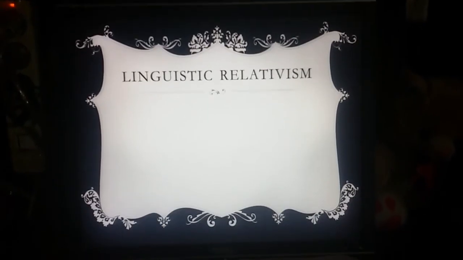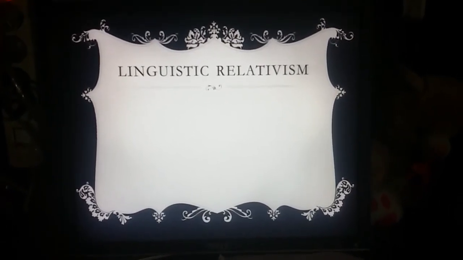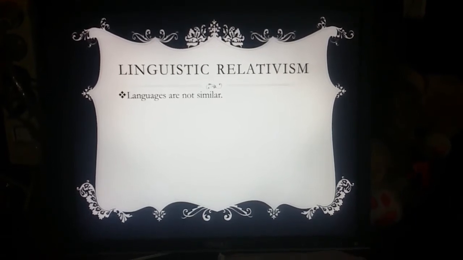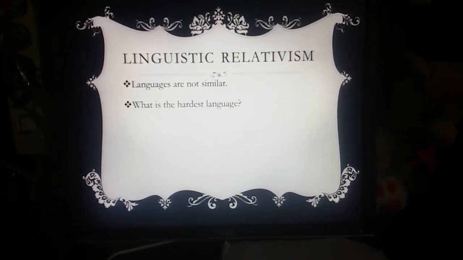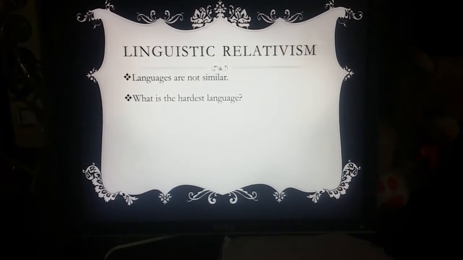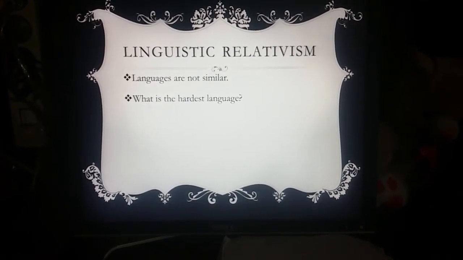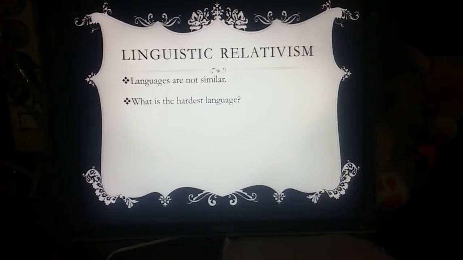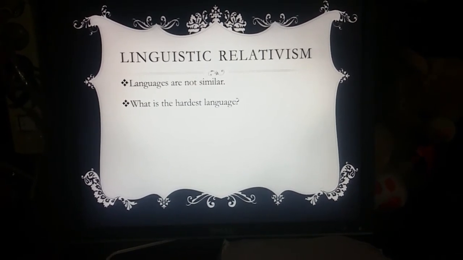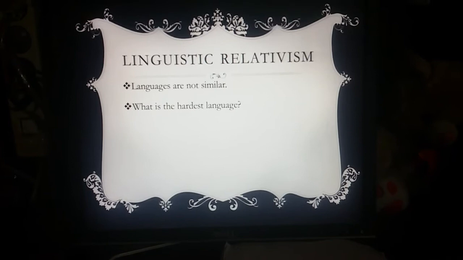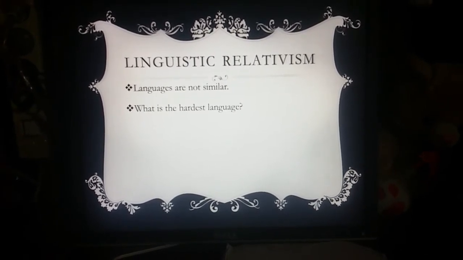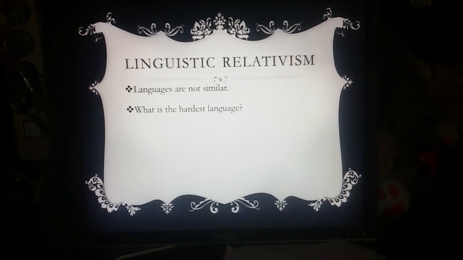And now I'm going to talk about linguistic relativism in detail. Like I've said, languages are not similar, and languages differ in their degree of difficulty. So for example, if I ask the question, what's the hardest language, I can get many variable answers. Some people would say English, some people would say Russian, others would say Chinese. However, the appropriate answer must be, it depends.